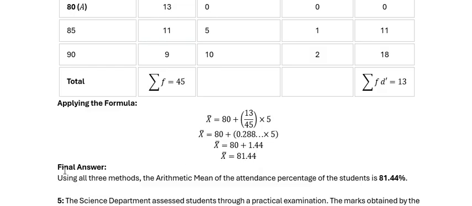So finally, we can conclude that the arithmetic mean of the attendance of the students, as per all the formulas, that means direct method, shortcut method, and step deviation method, is that the amount of students who were present was 81.44 percent.